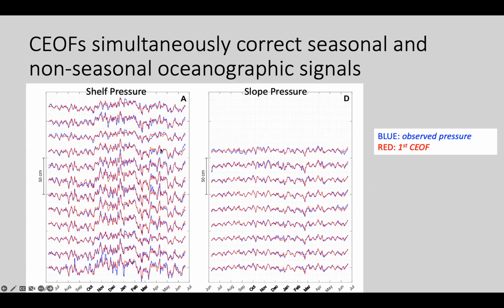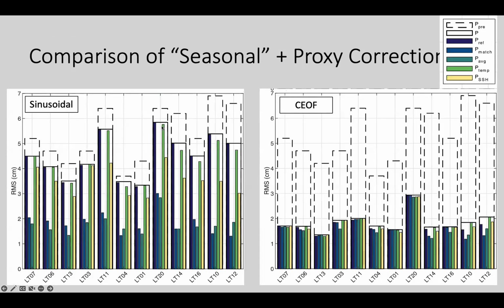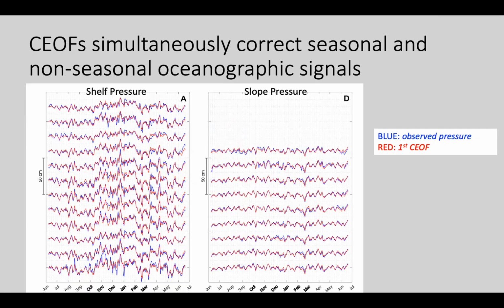In blue are the observed pressures on the shelf. On the right are the observed pressures on the slope. And the red curves are the first mode for each of those two groups respectively. So even just at a quick look at this, you can see that that first mode describes a lot of the variation here. And we use this to correct both seasonal and subseasonal variation in these signals.